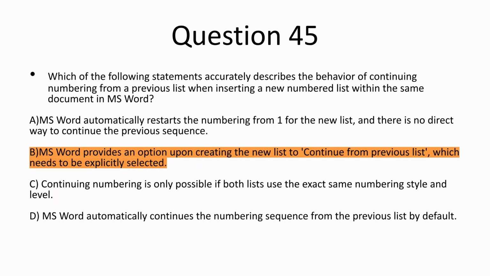Question 45 asks, which of the following statements accurately describes the behavior of continuing numbering from a previous list when inserting a new numbered list within the same document in MS Word? The correct answer is B. MS Word provides an option upon creating the new list to continue from previous list, which needs to be explicitly selected.